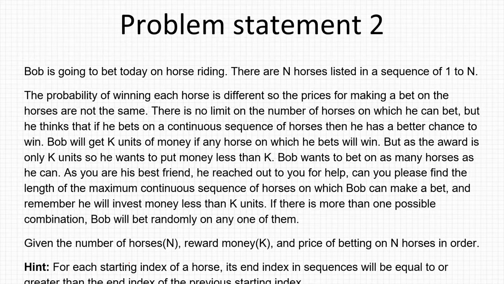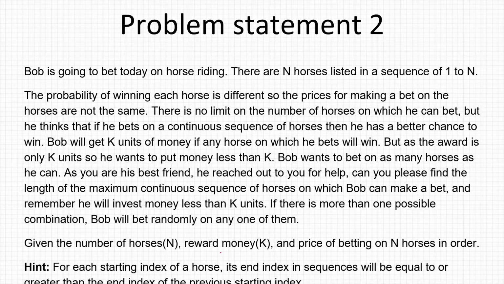So for each starting index of a horse, its end index in sequences will be equal to or greater than the end index of the previous starting index. That is the last index, so the previous index to the sequence. They are asking you to find the sequences, like suppose the betting value is 90 rupees that he has taken.